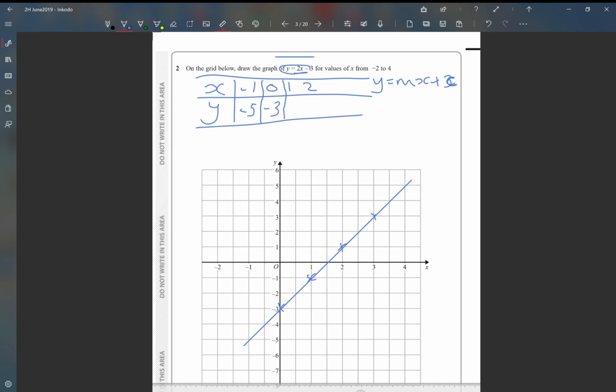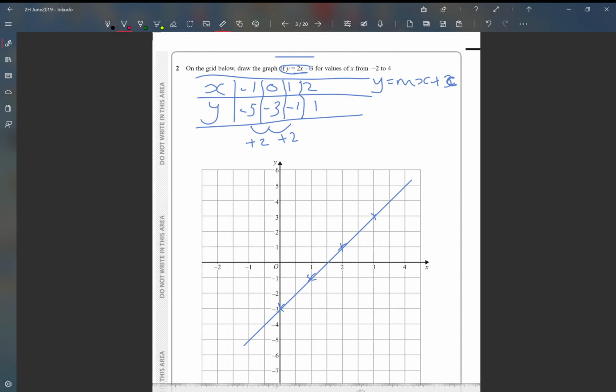Again, you might notice something with this. 2 times 1 is 2, -3, -1. And then 2 times 2 is 4, -3, so that's just 1. You'll notice there's a pattern here, and that's the increase is going up 2, and that's because the gradient is 2. If the x is going up in 1s, which is what I chose to do, the amount that the y goes up is 2, and that's linked to this 2 here. So it's a little bit of information for you, and then you just plot them.